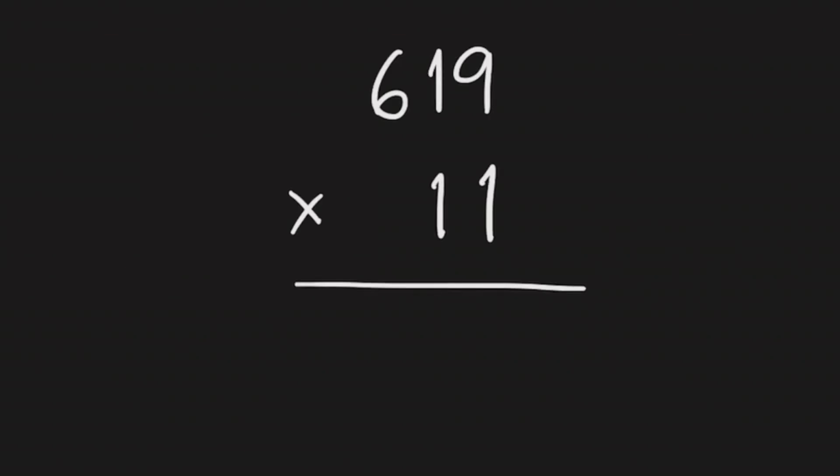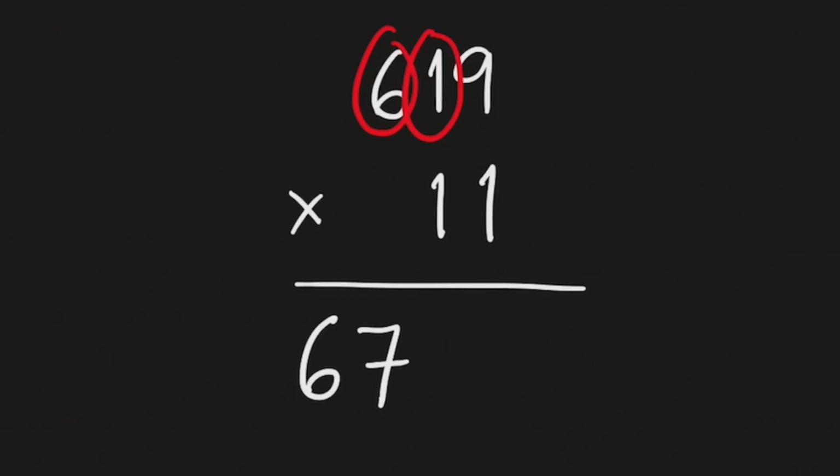Now, how about if we have 619 times 11? So, as we said before, we have the first number of the multiplicand, which is 6, that we will have to put down as the left-hand number of the answer. Now, each successive number of the multiplicand is added to its neighbor to the left. Therefore, 6 plus 1 gives us 7. And now we have 1 plus 9 gives us 10.